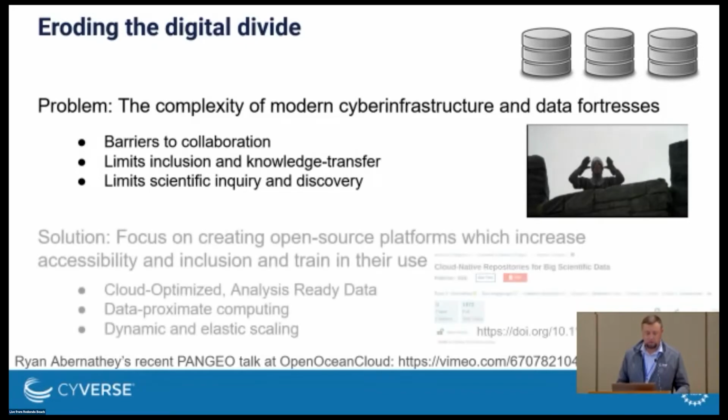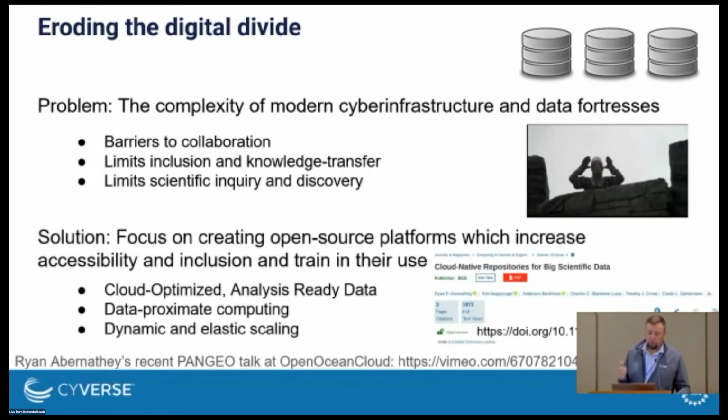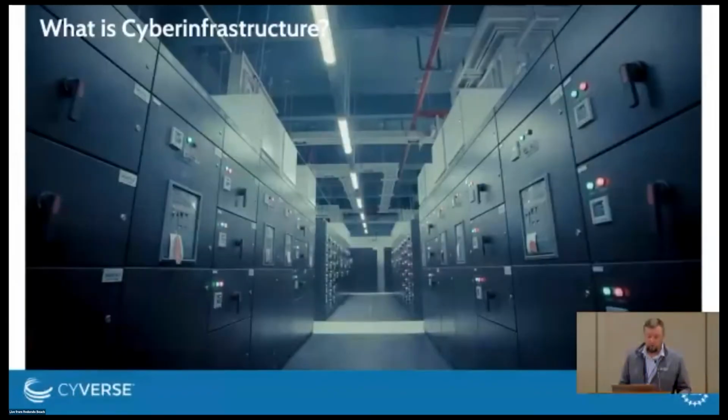So the solution to this is that we focus on these three pillars of cloud native science that Dr. Abernathy proposes with his collaborators in this recent cloud native repositories for big scientific data paper. So the pillars are cloud optimized, analysis ready data, data proximate computing, and dynamic and elastic scaling. So we think about couching ourselves forward to this framework.